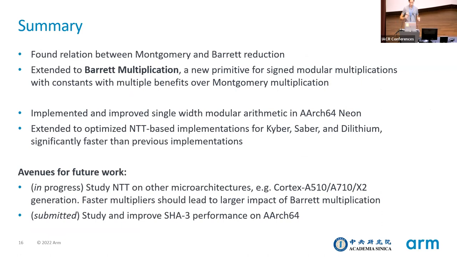So in summary, we found a relation between Montgomery and Barrett reduction. We extended that to a primitive called Barrett multiplication, which we used for faster implementation of the number theoretic transform on Neon. Avenues for future work: I'll study the NTT a little bit closer on other microarchitectures. We have A72 and Apple M1, but there's a whole range of stuff that we haven't touched on, say A510, X2, something like this. And we are working on that. And a paper with Matthias that was just online yesterday is improving the performance of SHA-3 on AArch64. So that should be plugged in as well and will give a good speed up, we hope.